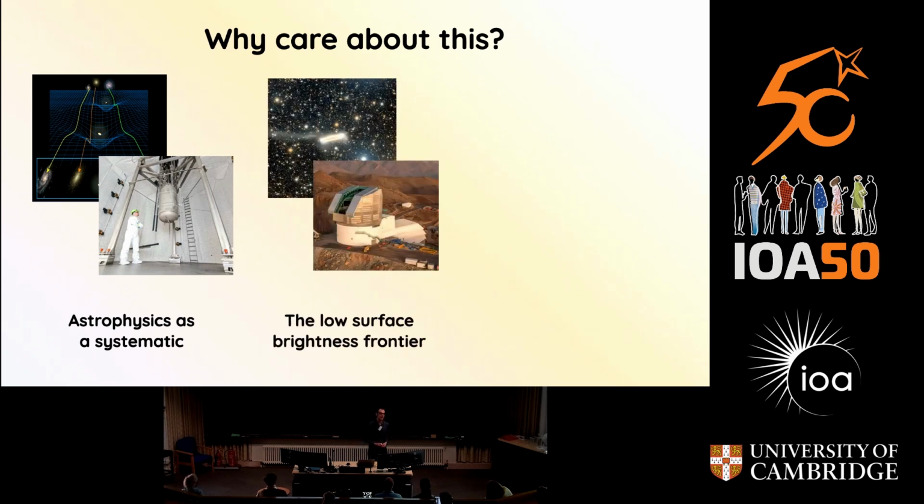Another reason you might want to care about it is because you might be slightly concerned that actually a lot of what we see today is relatively high surface brightness galaxies. And there's a lot we don't know about what goes on down at low surface brightnesses. We currently have really quite a biased view in some senses of what is going on in galaxy formation. And the Vera Rubin Observatory and other facilities are going to change that.